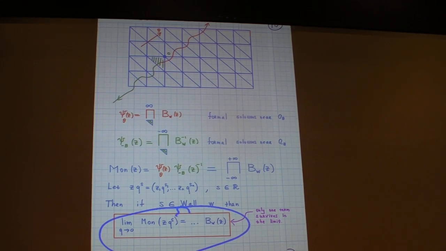That the limit of this monodromy gives you a wall crossing operator. And again, this wall crossing operator is exactly what we were trying to construct in the paper with Okounkov. So we were chasing these operators. But now I can get them in a very different way, without any reference to quantum groups.